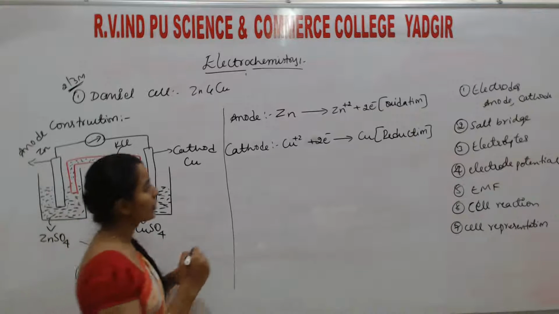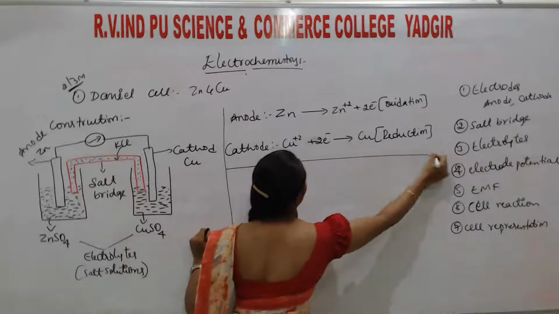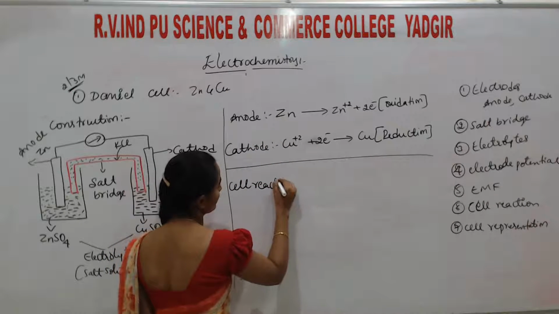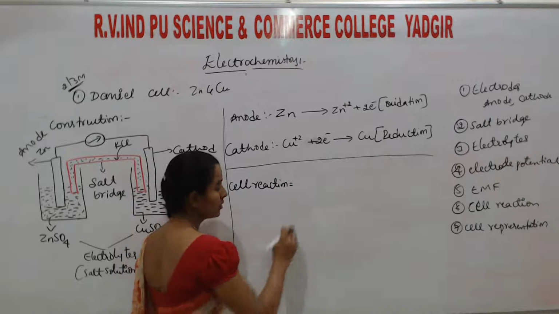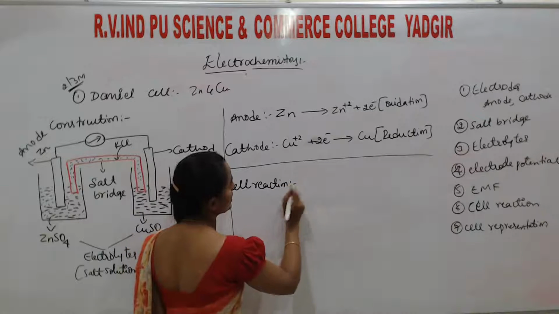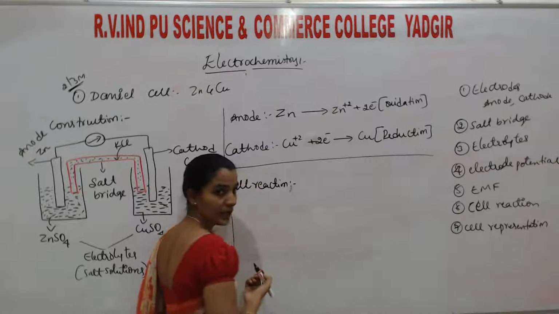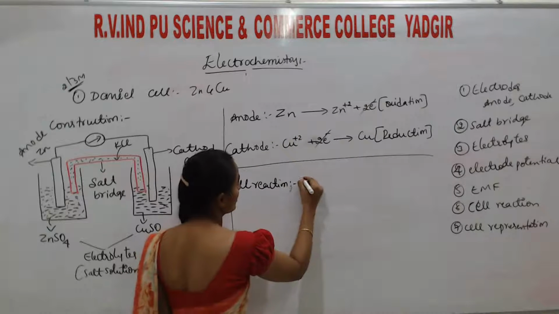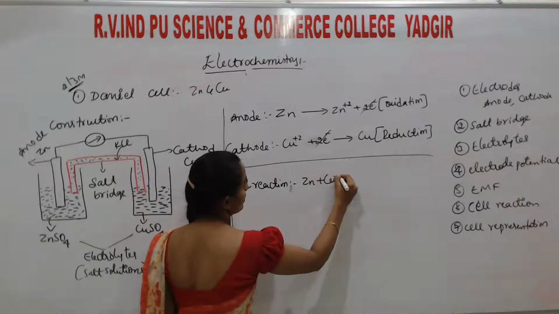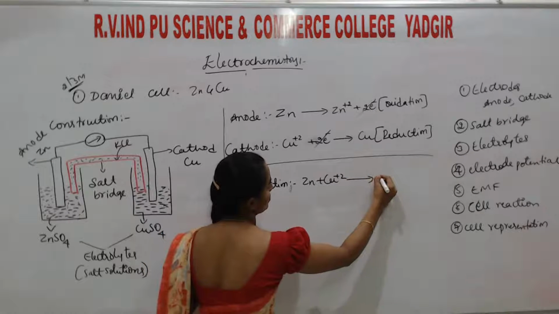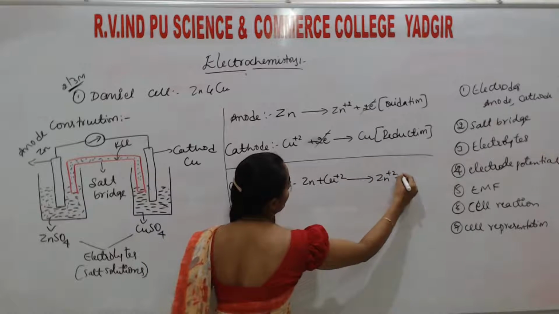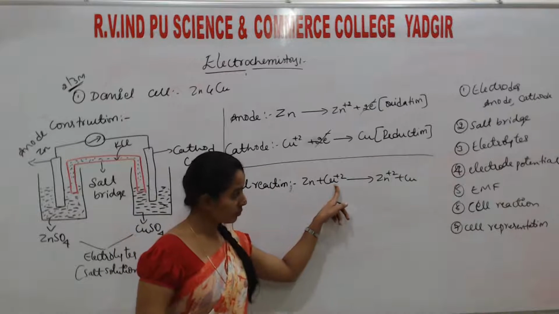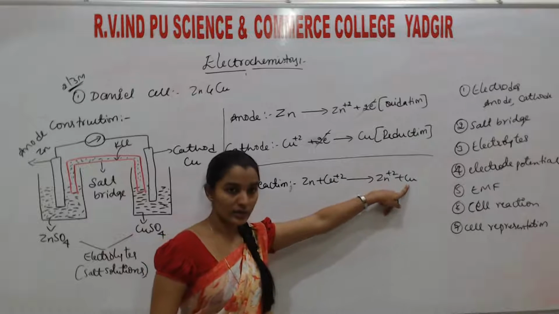So students, if you want to write the overall reaction, anode reaction plus cathode reaction is the overall cell reaction. So what is the cell reaction here? Listen, these two electrons get cancelled. Remaining is Zn plus Cu plus 2 gives rise to Zn plus 2 plus Cu. Repeating, Zn plus Cu plus 2 changes to Zn plus 2 plus Cu.